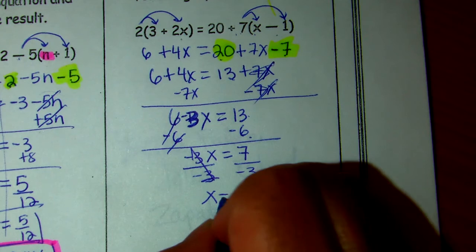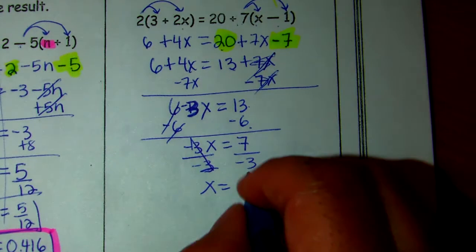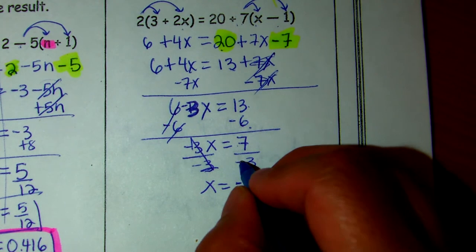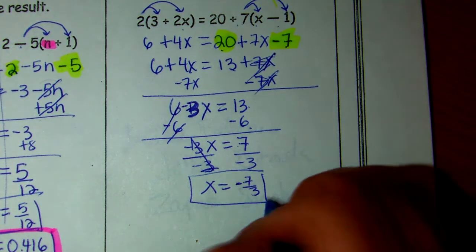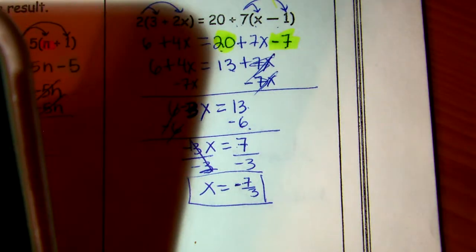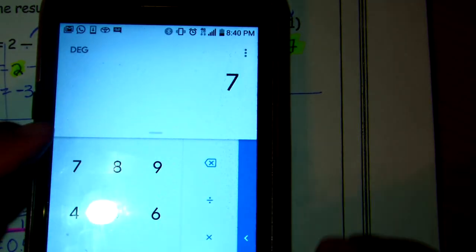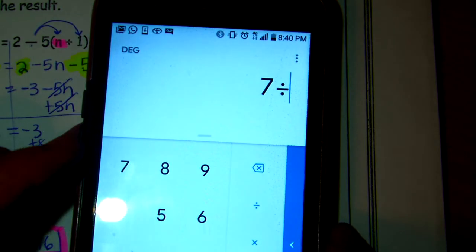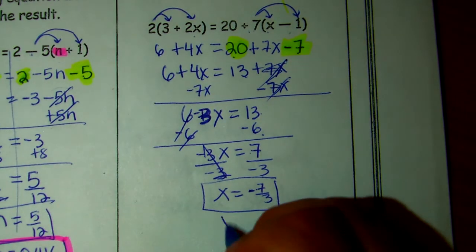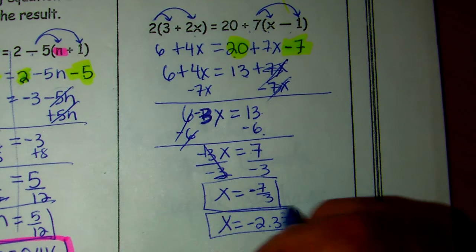Yes. Negative 7 over 3. 7 over negative 3. This is positive, this is negative. Same rules of signs as multiplication. But since we need to graph, we need to get the decimal. 7 over negative 3. And it's negative 2.33, repeating. This is the answer for x.